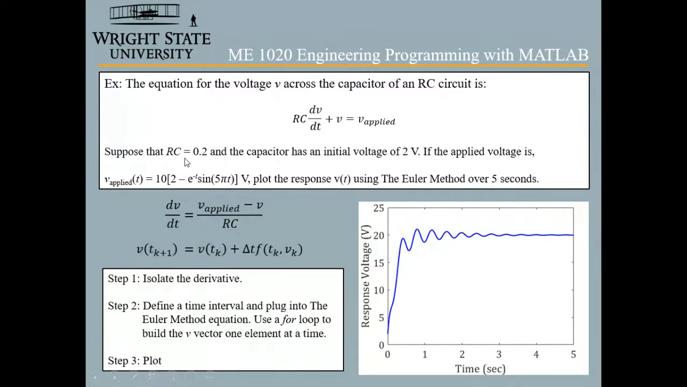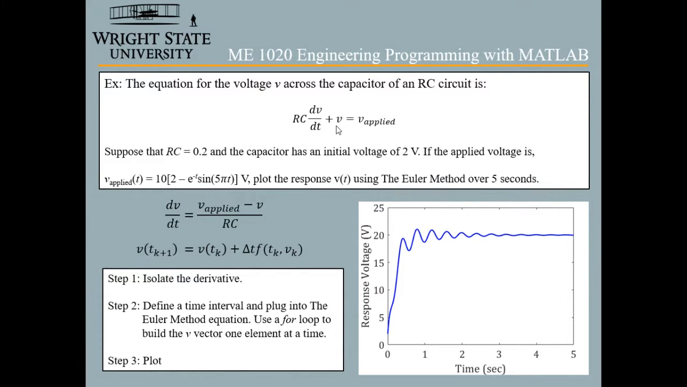It's been a while. Suppose that RC is 0.2 and that the capacitor has an initial voltage of 2 volts. And your applied voltage has this complicated equation here. That's why I'm saying this is a complicated equation, because V applied is equal to 10 times (2 minus e to the negative t) times sine of 5 pi t. Solving this analytically by hand is not super straightforward. You have this really complicated forcing function, and then you have to solve the equation with that forcing function. You could do it, but it would take some time.